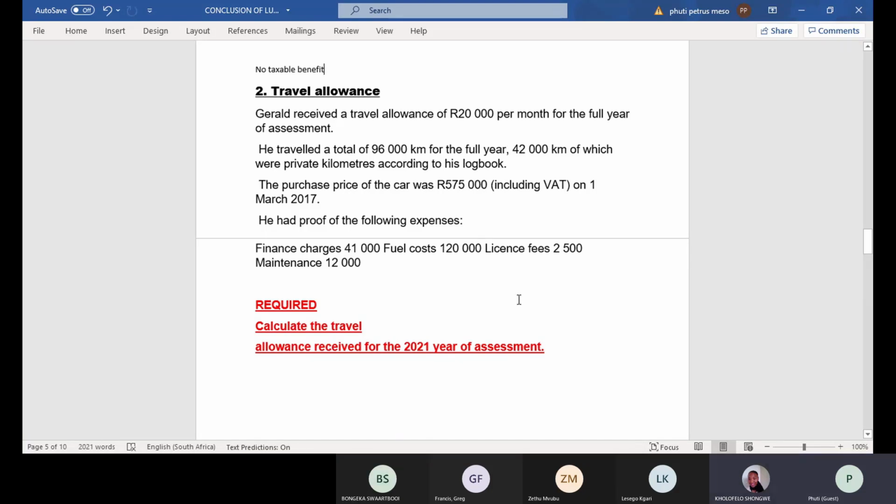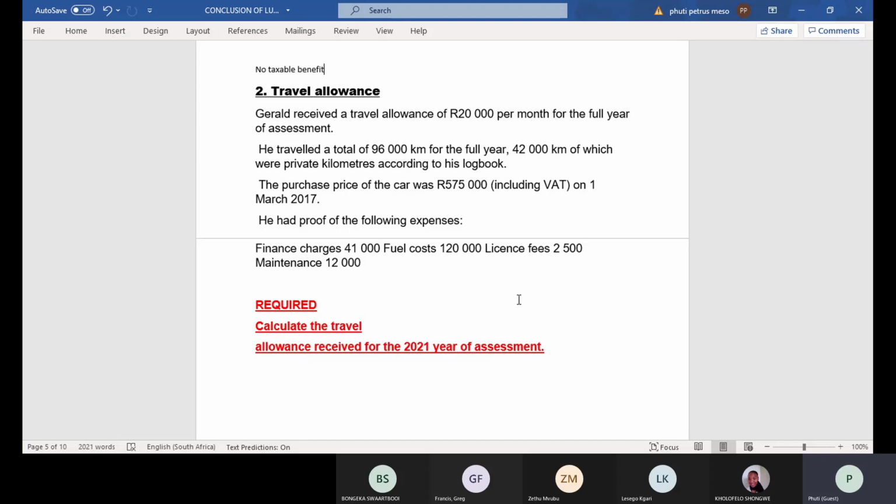Any questions? We're going to move on to the second part of the travel allowance, and we'll finalize things with our taxable income. On this next question, it says, Gerald received a travel allowance of 20,000 rand a month for the full year of assessment. He traveled a total of 96,000 kilometers for the full year, 42,000 of which were private, according to his logbook. Remember, we've got two variables in here. If we've got the total kilometers as well as the private kilometers, it means that we're looking for the business part. We're going to calculate that.